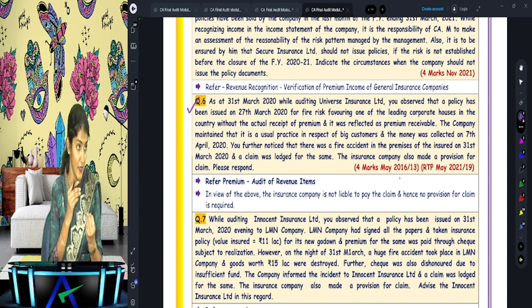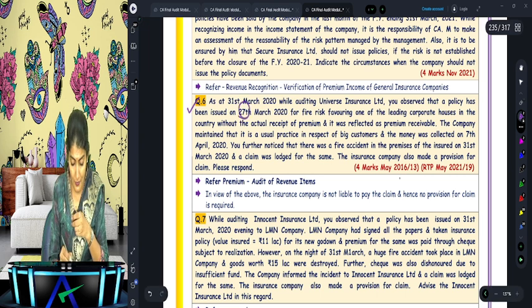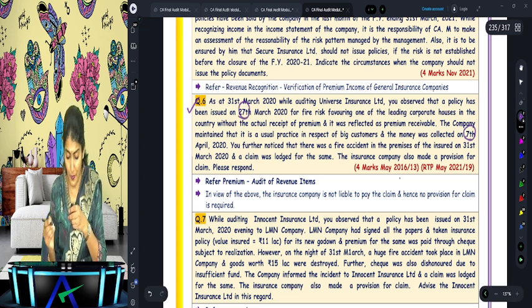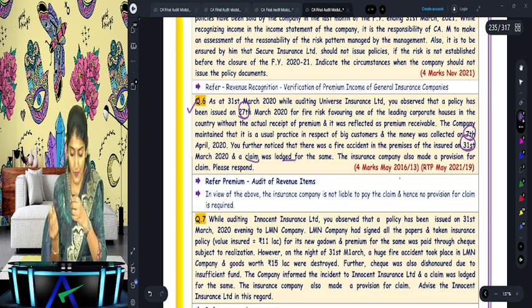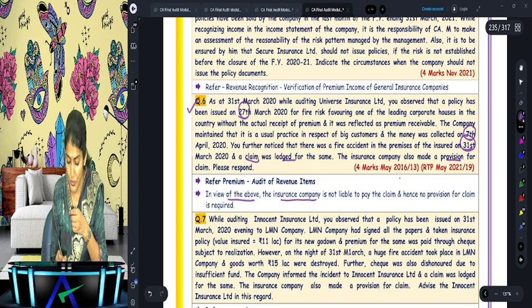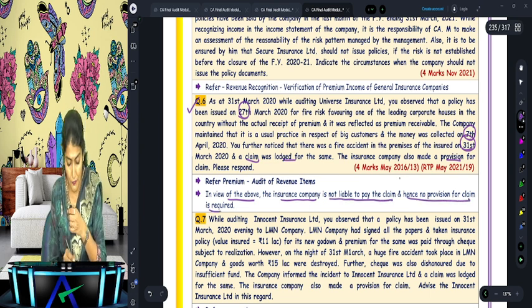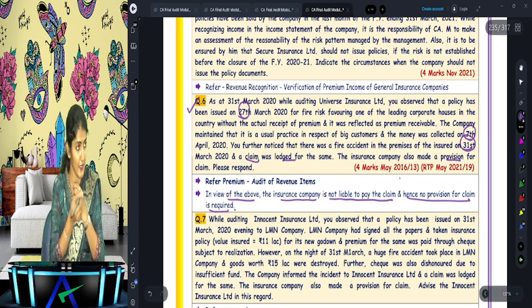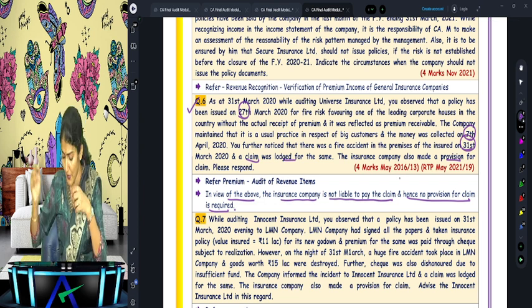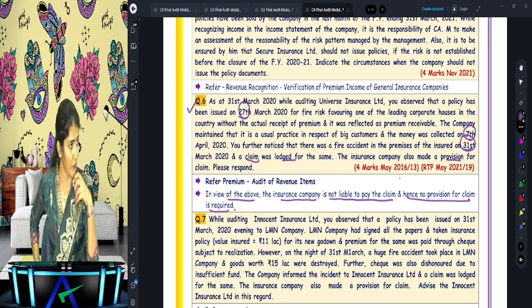Please respond. Is the insurance company required to make the provision? Where was the policy applied for? 27th. But when was the premium received? On 7th of April. When did the fire occur? On 31st of March, and they lodged a claim for the same. The insurance company also made a provision. So you need to write regarding the risk assumption. In view of the above, the insurance company is not liable to pay the claim, and hence no provision for claim is required. Are you understanding that? Are you able to follow this, everyone?